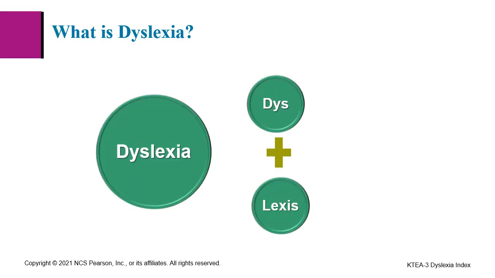The word dyslexia is derived from the Greek word dys, meaning poor or inadequate, and the word lexis, meaning words or language. Conceptually, dyslexia is a learning disorder characterized by problems in processing words into meaningful information.